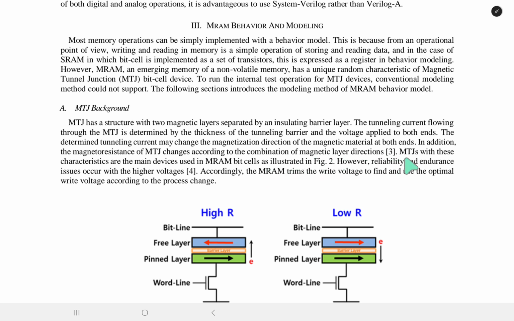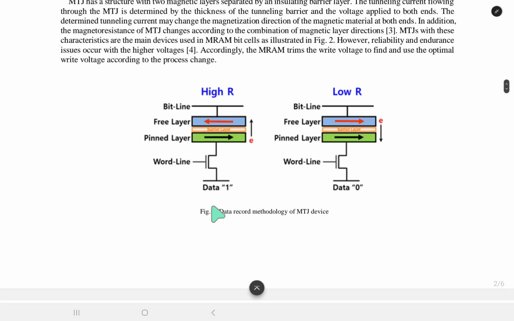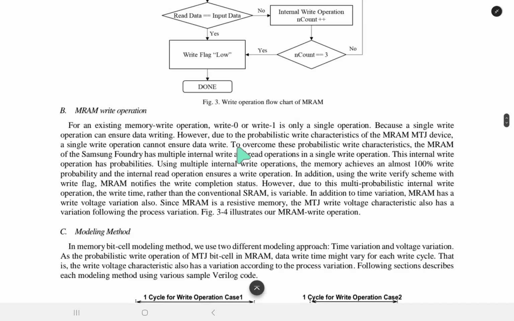However, variability and endurance issues occur at higher voltages. So accordingly, the MRAM trims the write voltage to find and use the optimal write voltage according to the process changes. Figure 2. Data record methodology of MTJ device.